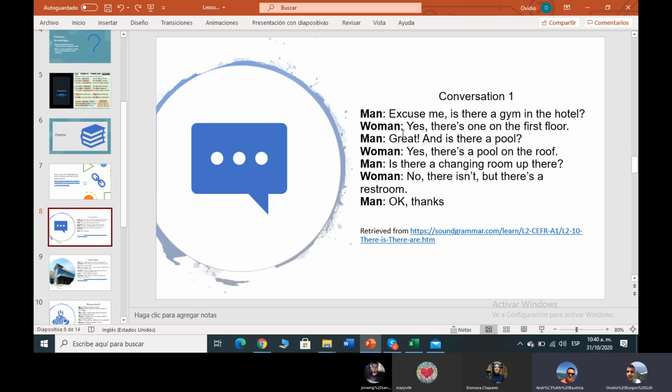Excuse me, is there a gym in the hotel? Yes, there is one on the first floor. Great. And is there a pool? Yes, there is a pool on the roof. Is there a changing room up there? No, there is not, but there is a rest room. Okay, thanks.